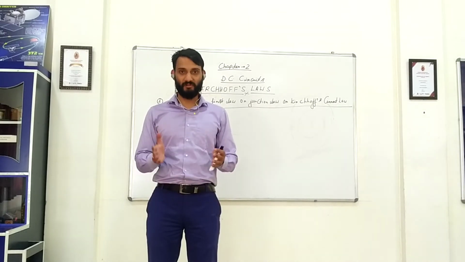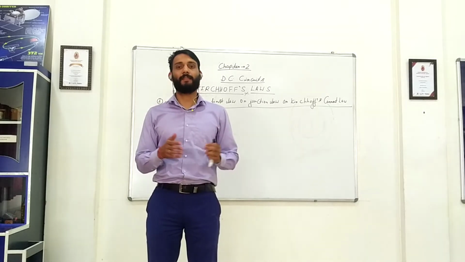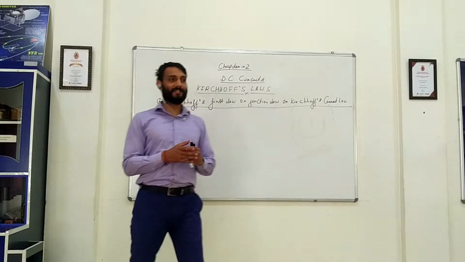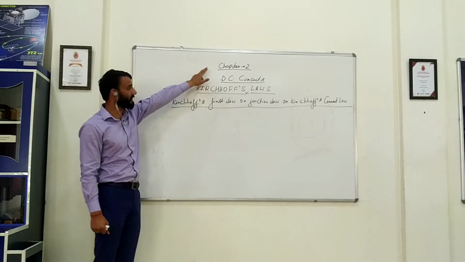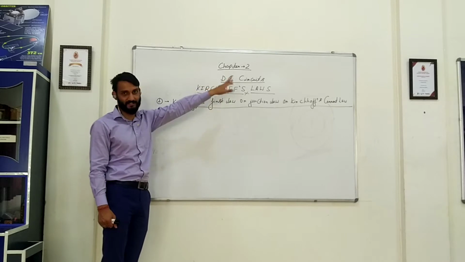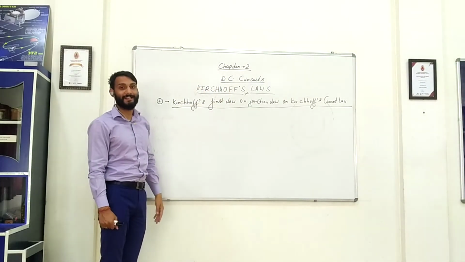Today we will start chapter 2 of unit 2, current electricity. The name of chapter 2 is DC circuits. So this is chapter 2, and the name of the chapter is DC circuits, and this is chapter 2 of unit 2, current electricity.